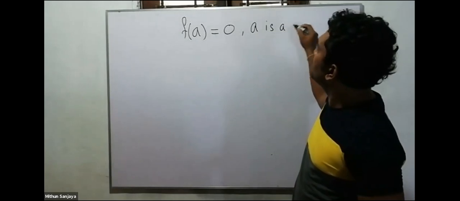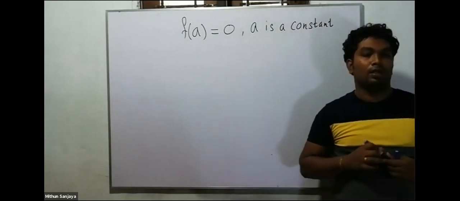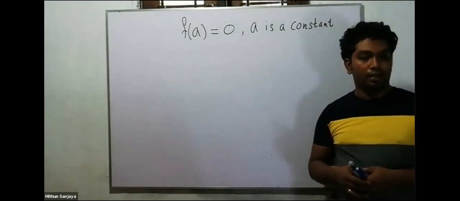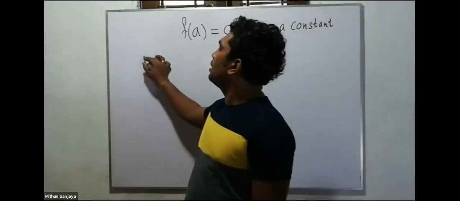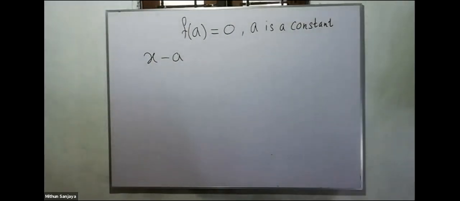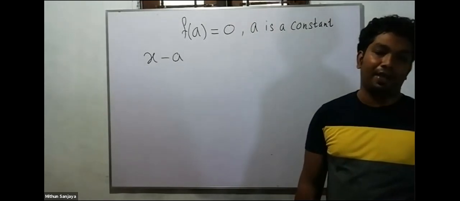A is a constant, right? f(a) equals 0, a is a constant, then x minus a is a factor of f(x).